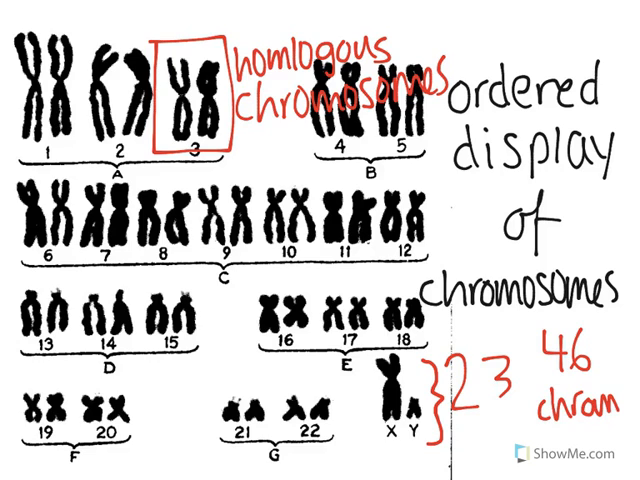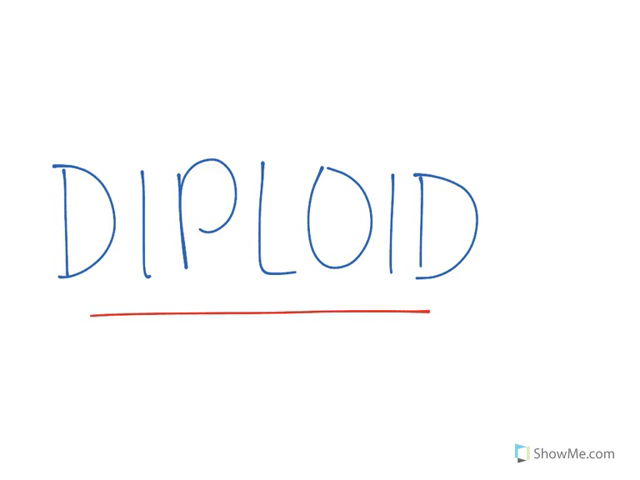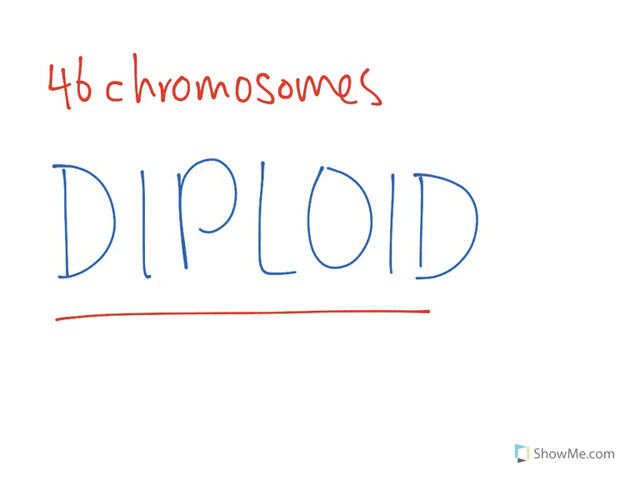Alright, so let's move on to the next question. Are somatic cells diploid or haploid? Alright, so the answer to this question is diploid. Basically, the 46 chromosome rule applies to these somatic cells. So they're going to be basically any general body cell that's not the sex cells. And then they're going to have 46 chromosomes each.